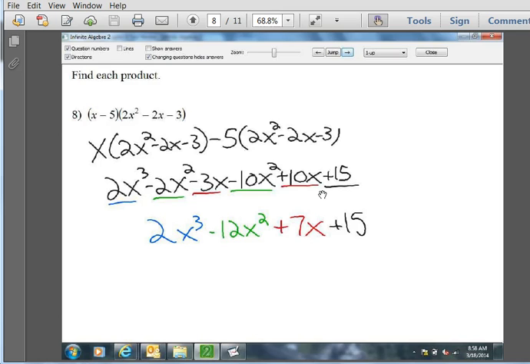Same way here. Again, you could use the rectangular method if you want. If you don't, distribute that x to all those terms. Distribute the -5 term. Nope. Sound effects optional. And then just simply combine your like terms.